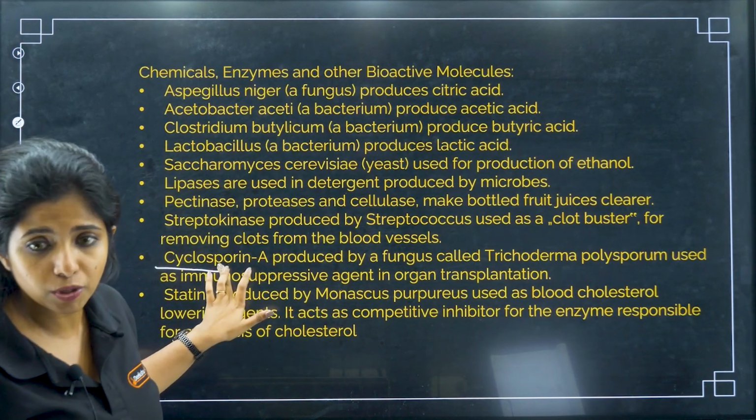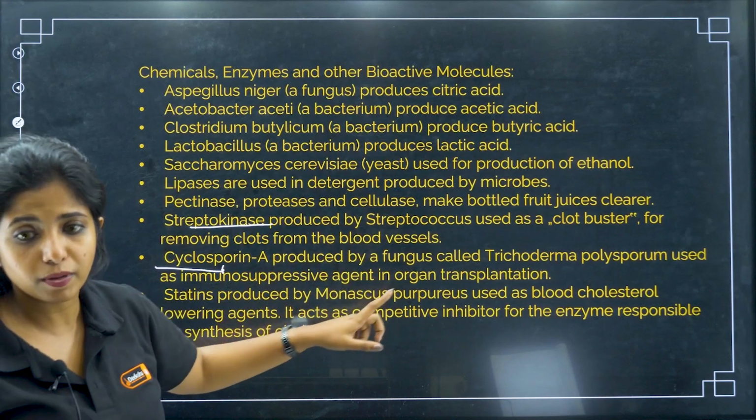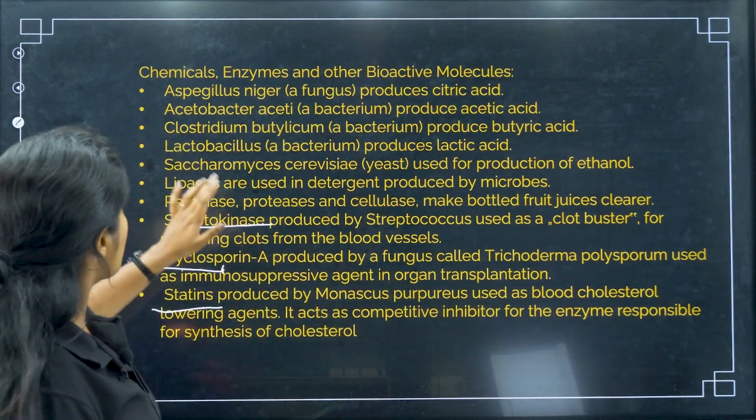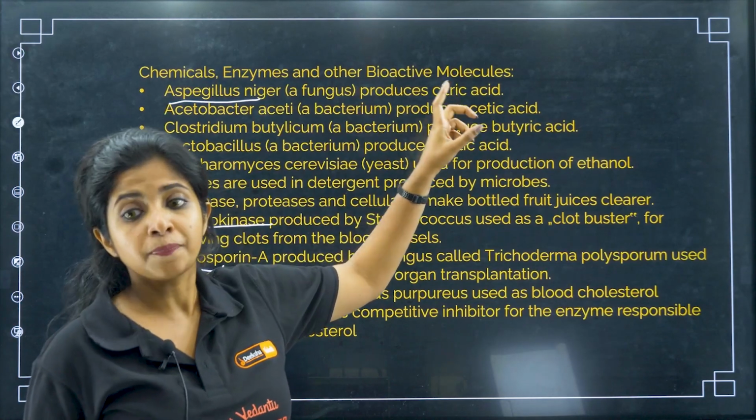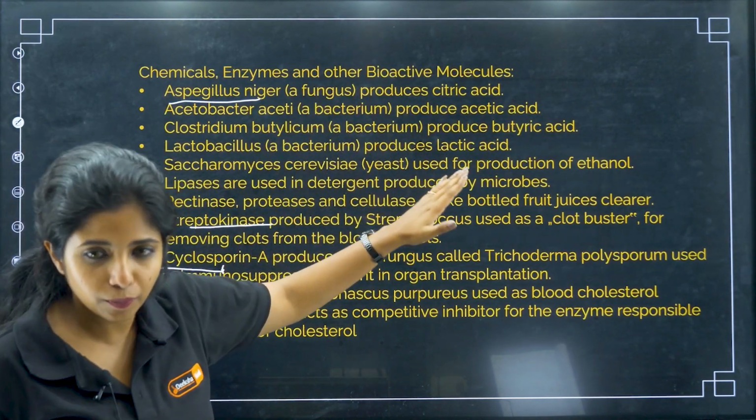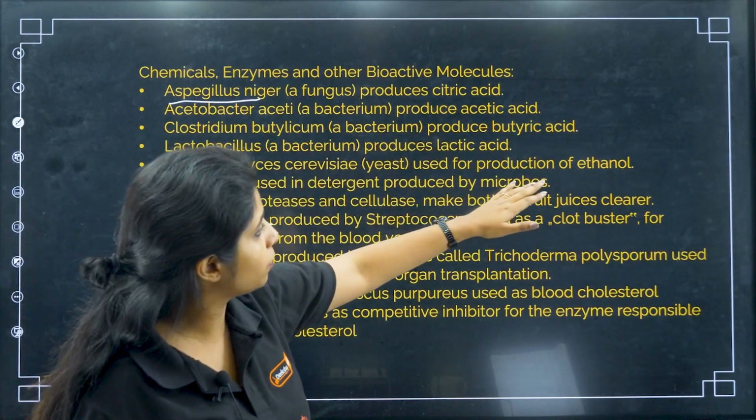Cyclosporin A, which is an immunosuppressant, you get it from Trichoderma polysporum. Streptokinase, you get it from Streptococcus, it is a clotbuster. And statin, which is a blood cholesterol lowering agent, you get it from Monascus purpureus. Apart from that, you have Aspergillus niger, which produces citric acid. It's a fungus, okay. Acetobacter aceti, acetic acid, Clostridium butylicum, butyric acid. Lactobacillus produces lactic acid. Saccharomyces cerevisiae, my dear children, production of ethanol.